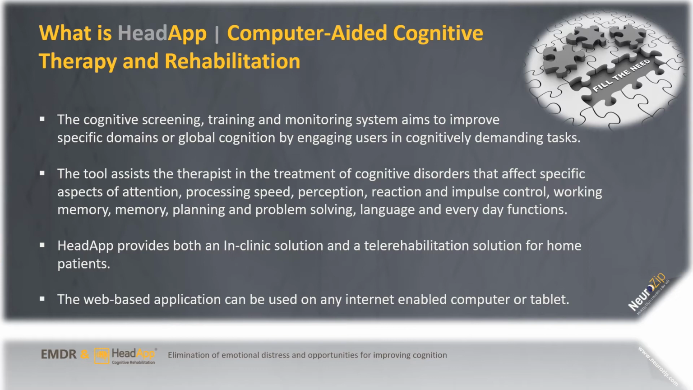Now, the HeadApp, I'll give you a brief understanding of how it works, and we'll go into greater detail later. The cognitive screening, training, and monitoring system aims to improve specific domains or global cognition by engaging users in cognitively demanding tasks. The tool assists the therapist in the treatment of cognitive disorders that affect specific aspects of attention, processing speed, perception, reaction and impulse control, working memory, planning and problem solving, language and everyday functions. And I think you'll agree this is quite a plethora of a list of information.